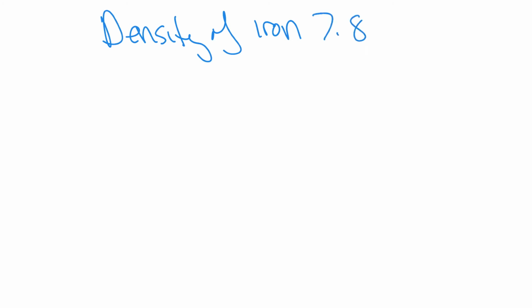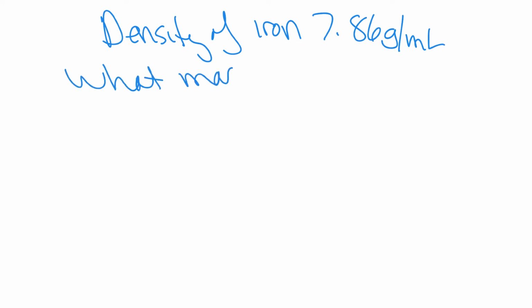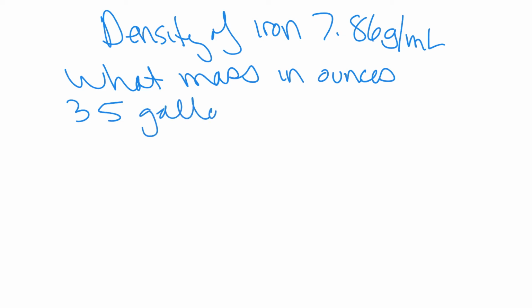All right, let's try another one. Here, I'm going to be given the density of iron. All right, the density of iron is 7.86 grams per mil. And the question says, what is the mass? I want to know the mass in ounces, if I have 35 gallons of iron, okay?